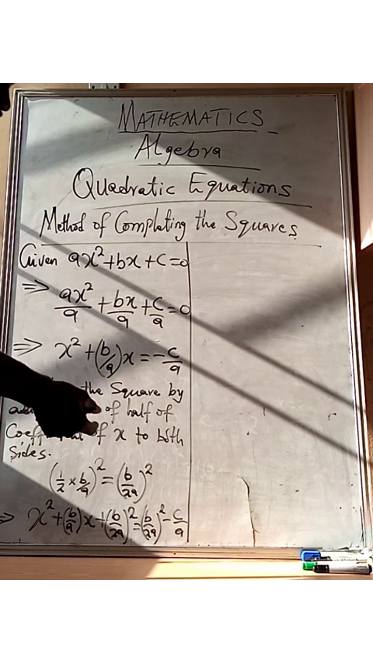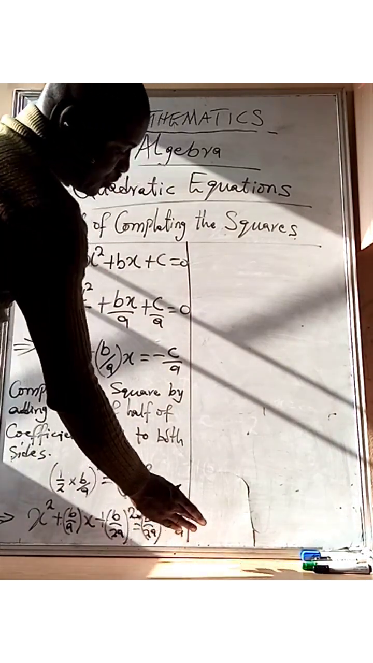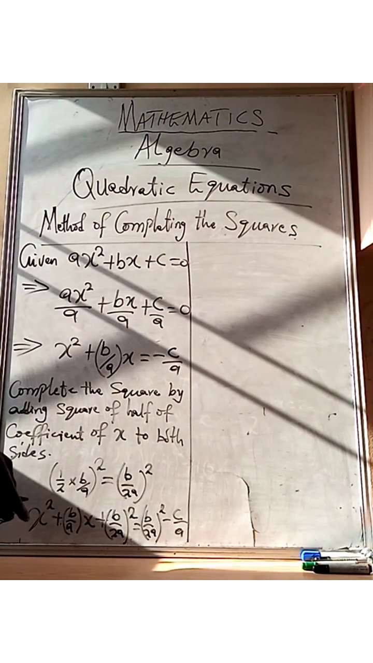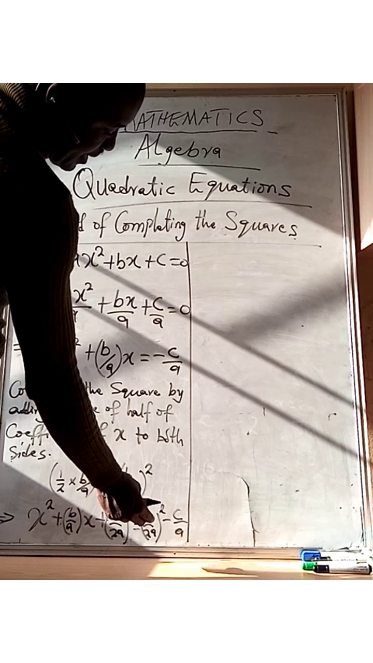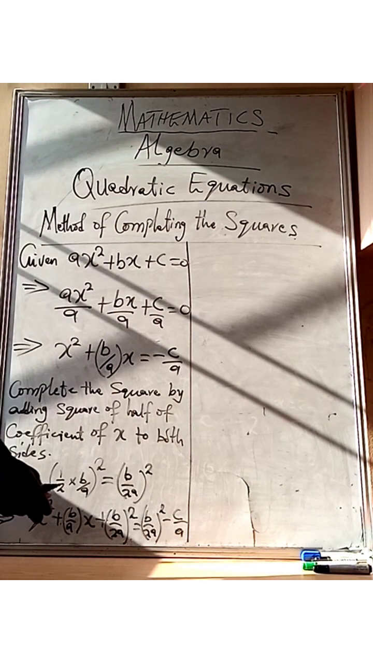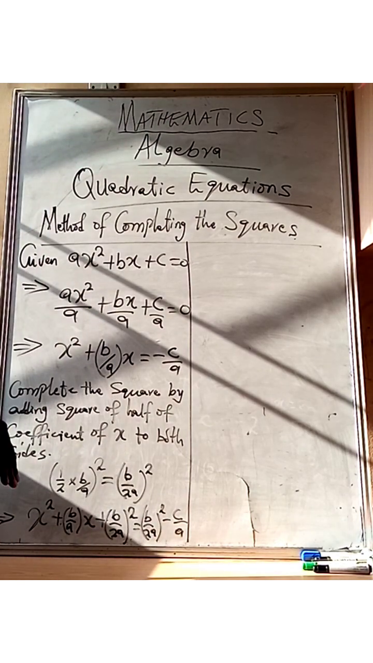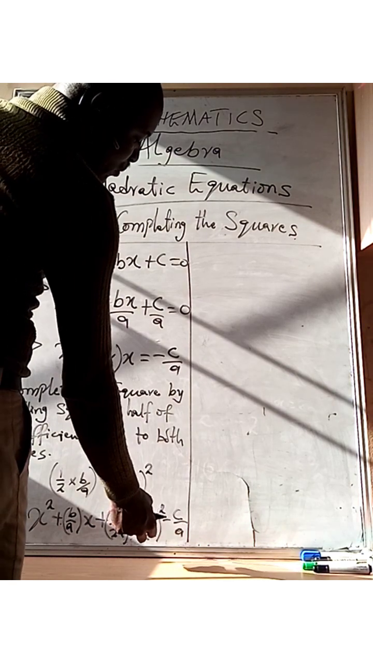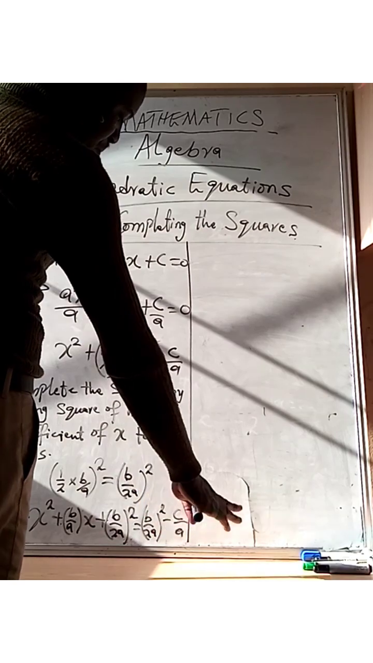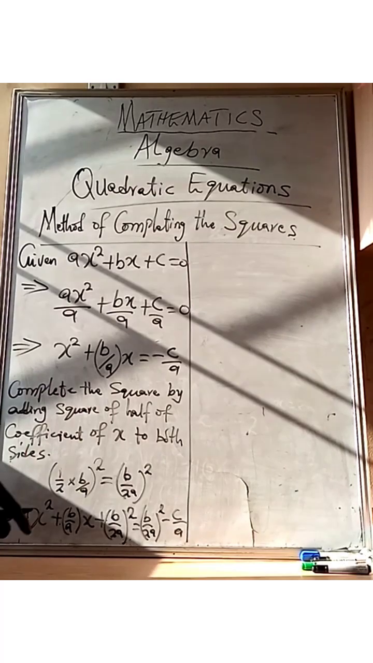Now let me explain the reason why I had to push this negative c over a to the back and put b over 2a squared in front. The reason is that this is a perfect square, so even if it was negative, the fact that it is going to be squared is an indication that it will automatically be positive. So in order not to make it look awkward, putting negative c over a before a positive b over 2a squared, we put it there to make it look smooth.